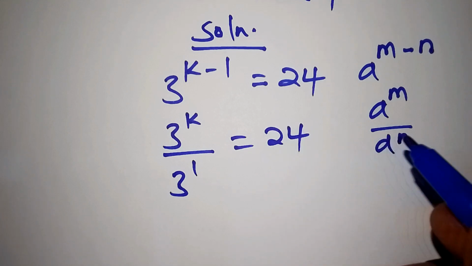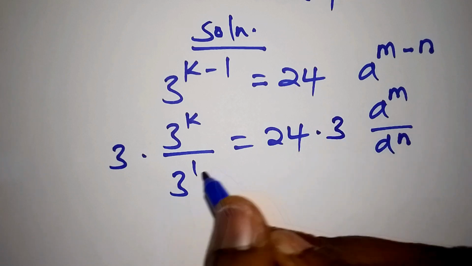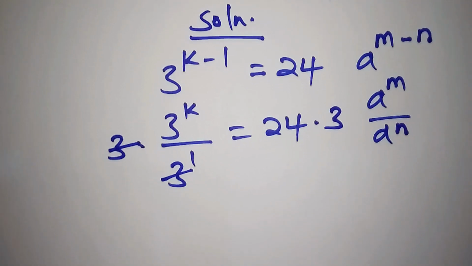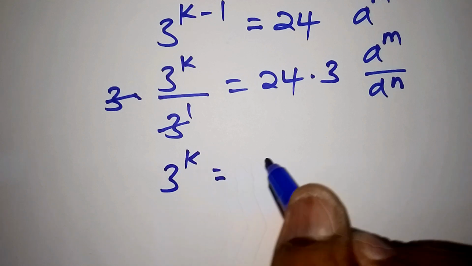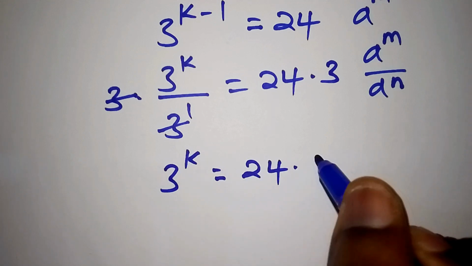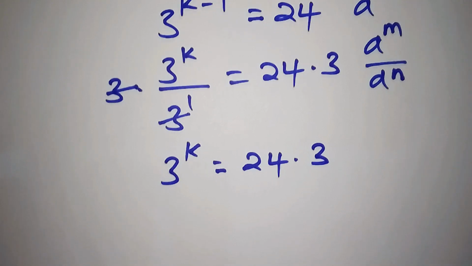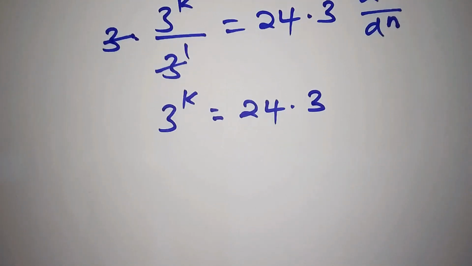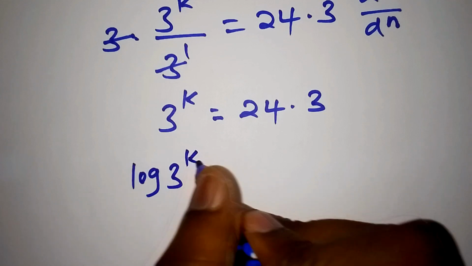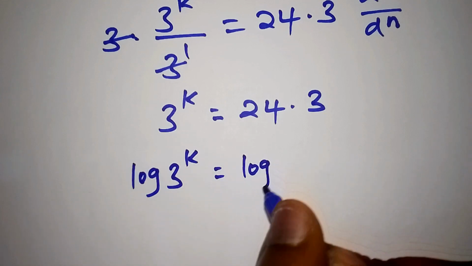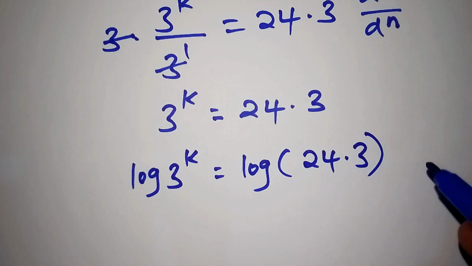So from here we shall be forced to multiply both sides by 3, then also this side also by 3. So 3 by 3 shall cancel. So now we shall have 3 to the power of k is equal to 24 multiplied by 3. So the next step that you need to do is to introduce the log on both sides. So now we shall have the log of 3 to the power of k is equal to the log into bracket 24 multiplied by 3.